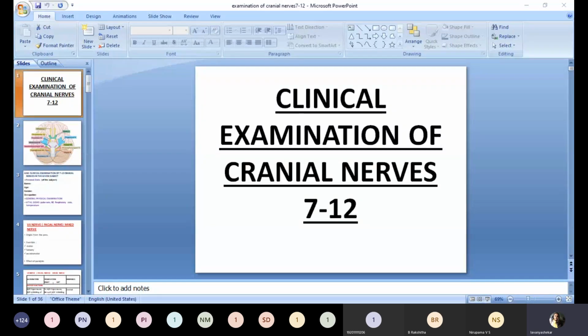Okay. In today's class, the aim of this experiment is to do the clinical examination of cranial nerves 7 to 12. So here I'll be explaining one by one. First I'll explain about cranial nerve 7, then I'll explain about 8, 9. I'll be explaining in the same order.